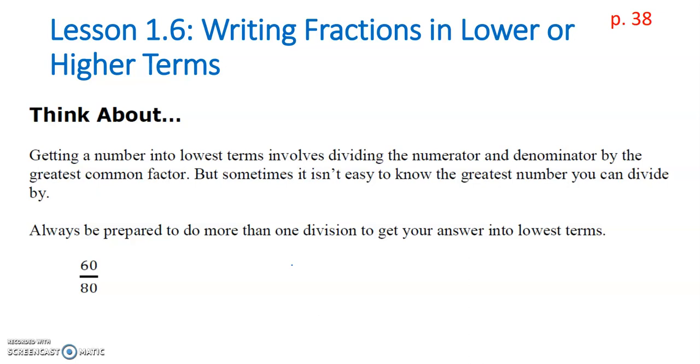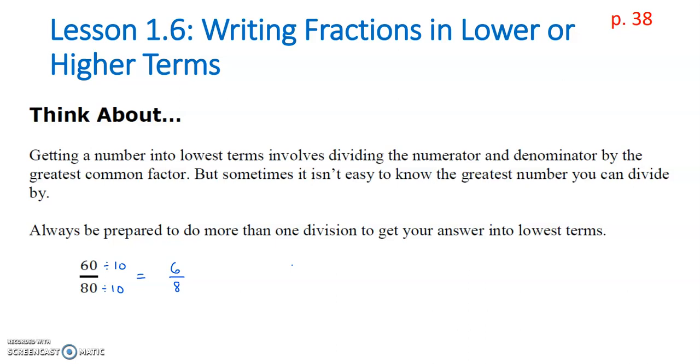I'm going to show an example here, 60 over 80. So I'm trying to think of two numbers that I can divide by. That's the biggest that comes to mind. And what pops into my mind for these is 10. So I'm going to divide both of these by 10. And let's see what happens. 60 divided by 10 is 6, and 80 divided by 10 is 8.